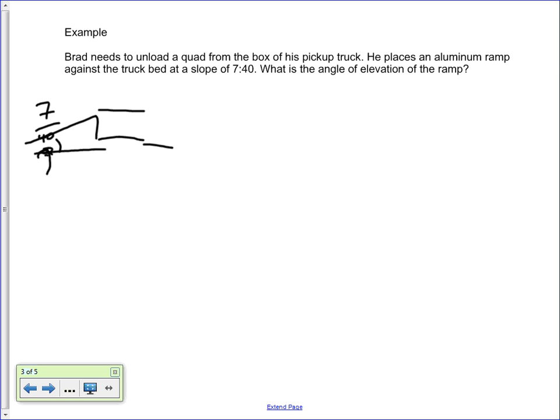Okay, so let's go ahead and solve this. To do that, I know that to calculate angles, I have to use the tangent, and that's equal to, remember, the opposite, or the rise, over the run. Okay, I'm given those values, right?